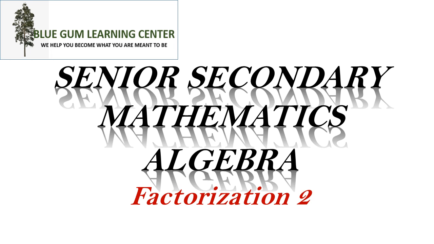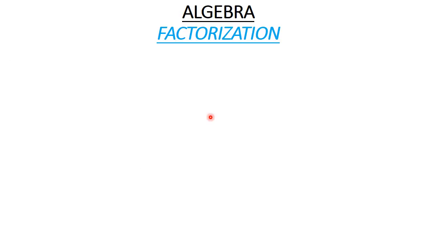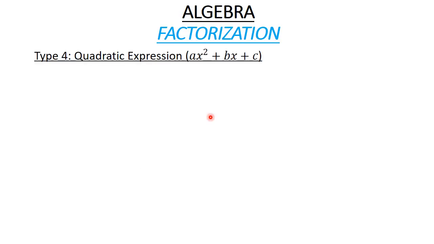Then in this video, we're going to take a look at the last type, which is quadratic expressions. So quadratic expressions are algebraic expressions that look like this: ax squared plus bx plus c. So there are a few things to notice.